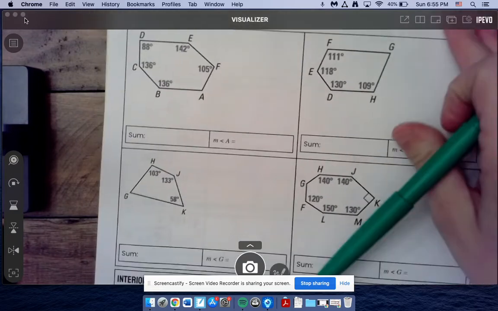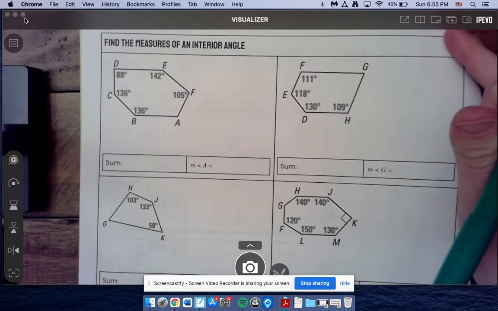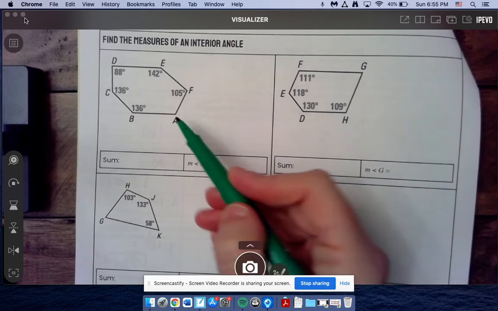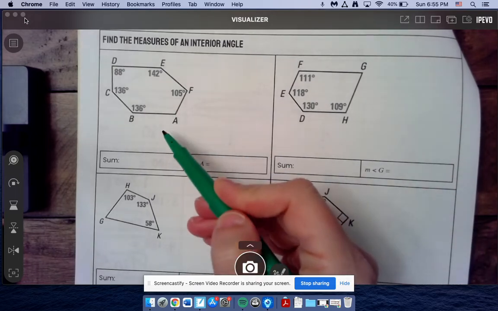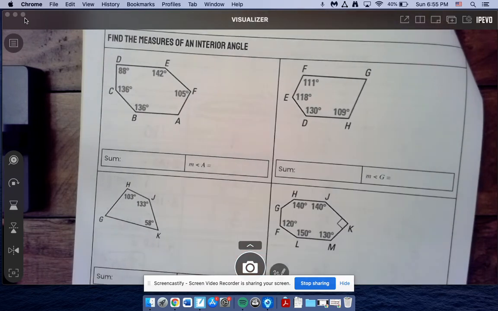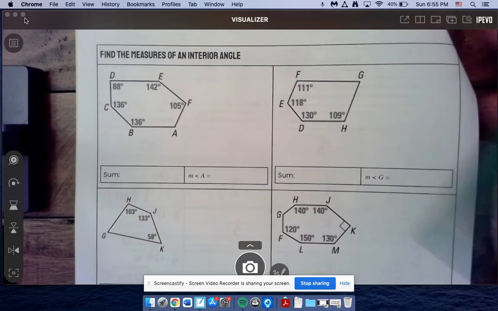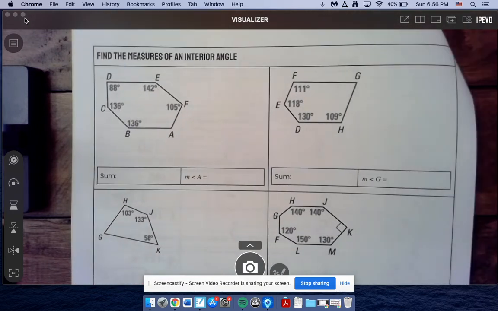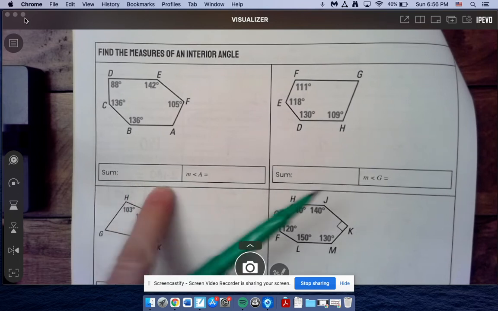So same kind of process here. It says find the measure of an interior angle. So we are looking for the measure of angle A. Do you guys see how we don't know what A measures? So it's kind of like finding the missing angle of a triangle, but this time we don't necessarily know what all 6 angles of a hexagon have to add to. That's just not something we usually keep in our memory bank. So we have to first find our sum.